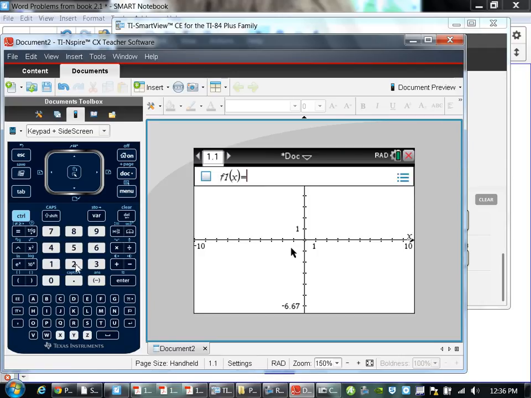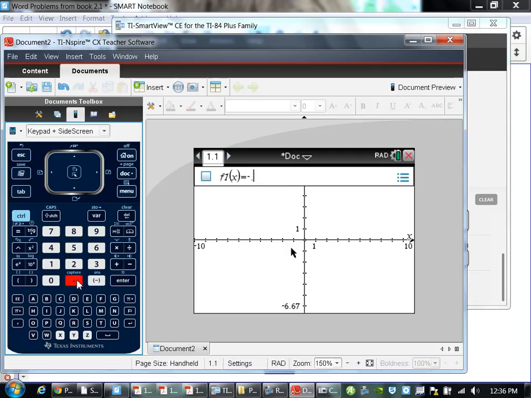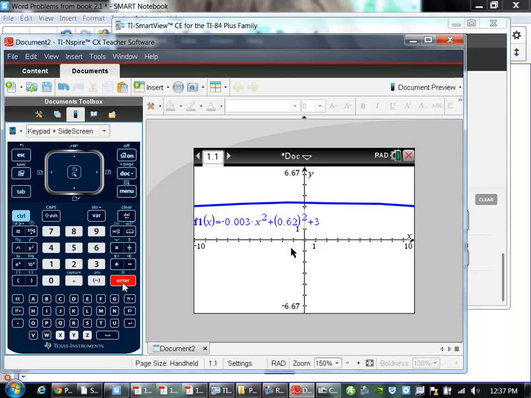The first one was negative 0.003. Was it 0.03? Thank you. Plus 0.62. And then plus 3. Why is it plus 3, do you think? Because it's really helpful. Plus 1. Yeah, one more. So there's one of them, and then the other one we're going to add another graph.